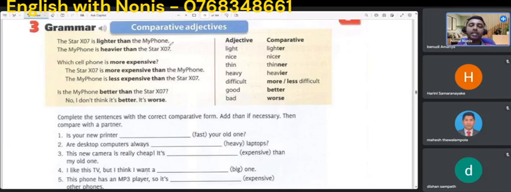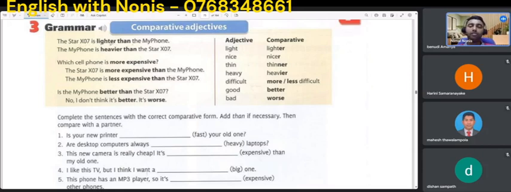So when you are writing the comparative form, light is the adjective, the comparative form is lighter. We have added er at the end. So when you write the comparative form sentence, the star X07 is lighter than my phone.